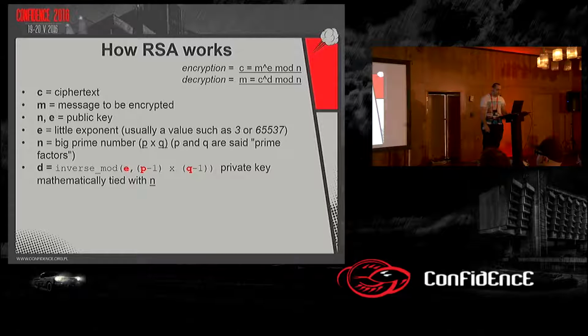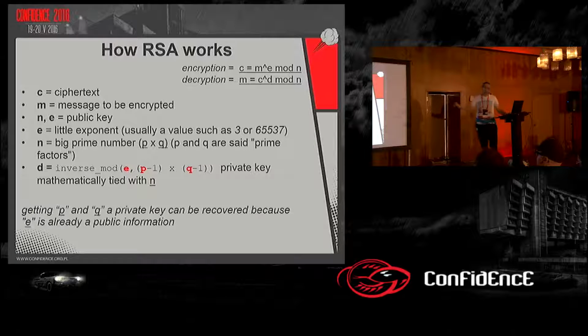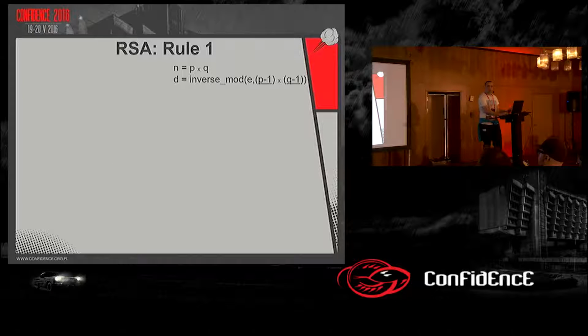And as you can see, to calculate the private key, we need three pieces of information. We need E, which you can find very easily inside the certificate, because it is public information. And you need P and Q, which multiplied together give you N. So if we are able to get P and Q, we can recover the private key very easily.